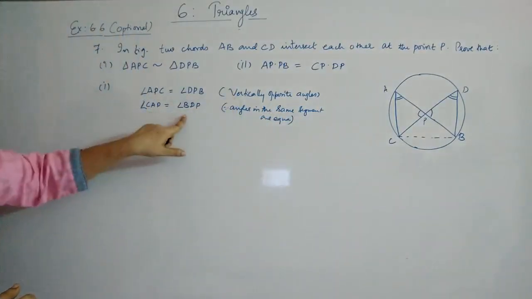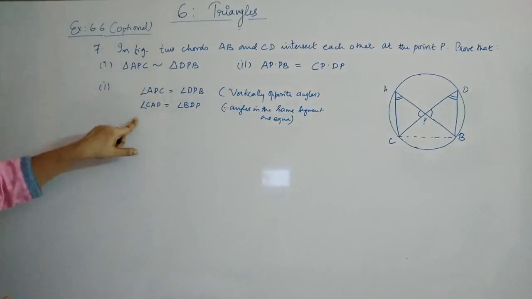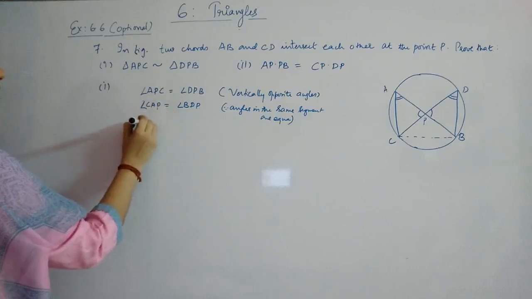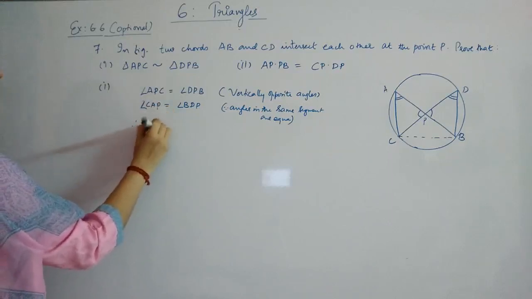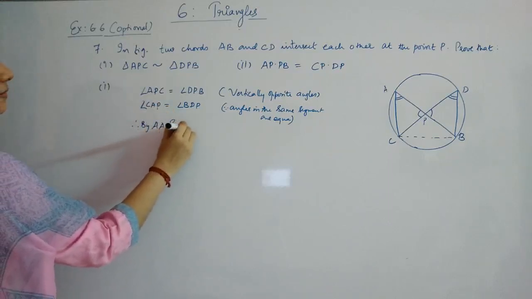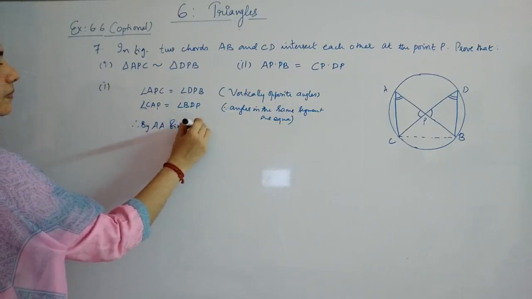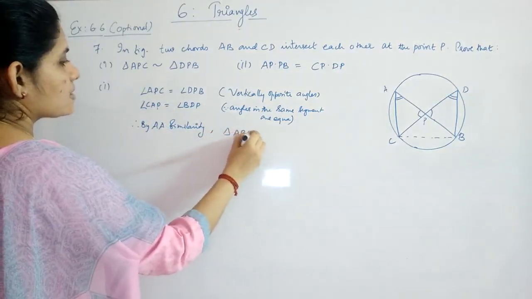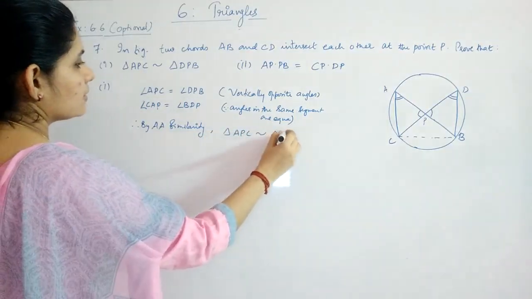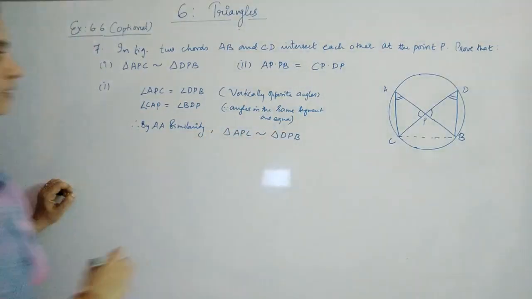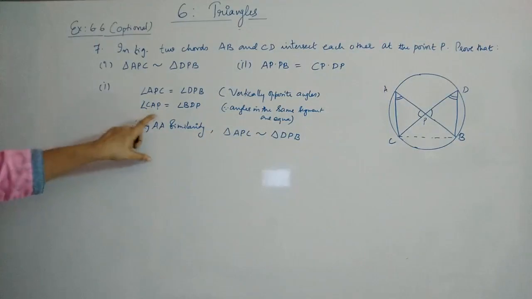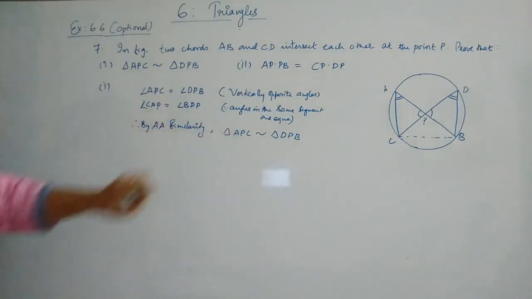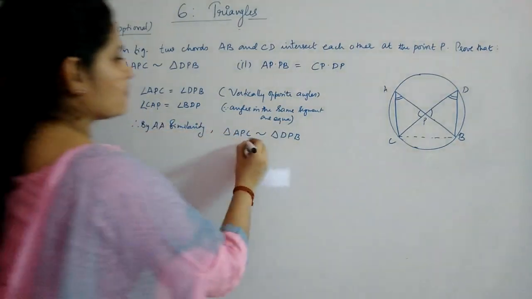Okay, so you have got two pairs of angles to be equal. Hence you can say that by AA similarity, triangle APC is similar to triangle DPB. This is your first part.